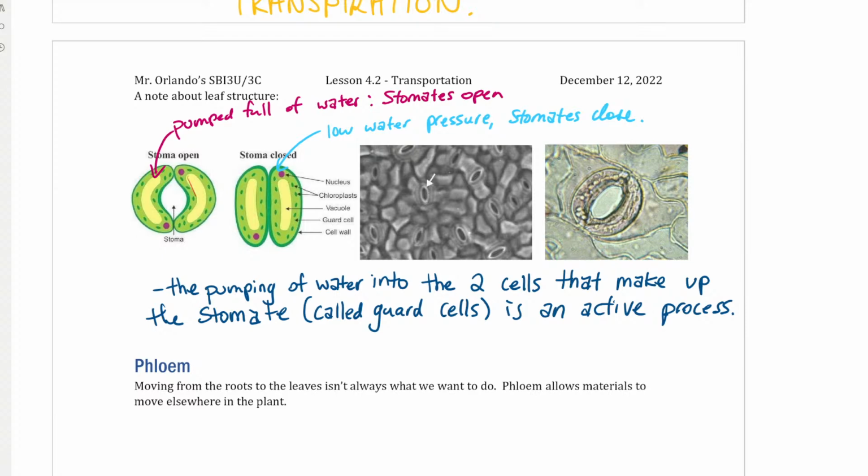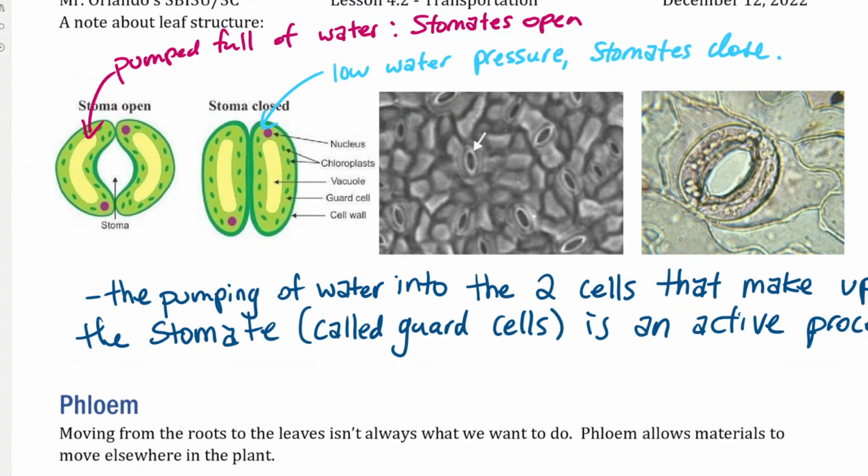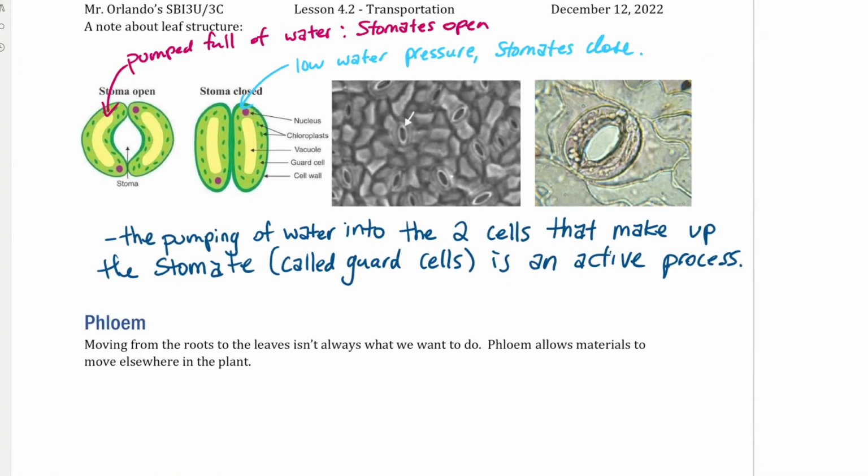And the way it does that is by controlling how much water is in the two cells that make up the stoma. These are called guard cells. And if they are flaccid, if they have low water pressure inside, then they just kind of slump next to each other, and there's no opening to speak of, and so the stomate is effectively closed, and no water is really going to come through. But if we pump the guard cells full of water, they bulge. And as they bulge, they make this circular shape, and they leave an opening which allows water to flow out, to evaporate, and that results in transpiration, pulling water up the xylem.